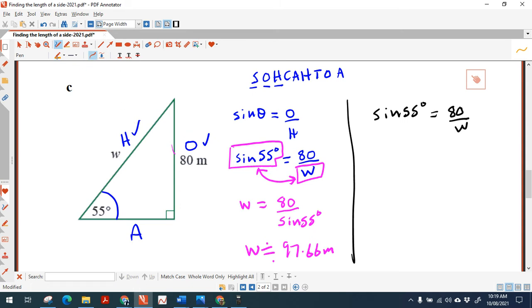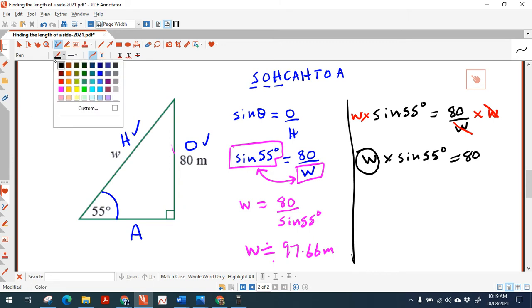So what I would do is I would times both sides by the W to get rid of the denominator. Okay, so times both sides by the W. So obviously that cancels. And then you're left with W. Let me just write this down. Left with W times sine 55 degrees equals 80. Okay, now you want to get the W by itself. So you do the opposite to times sine 55. You divide by sine 55.